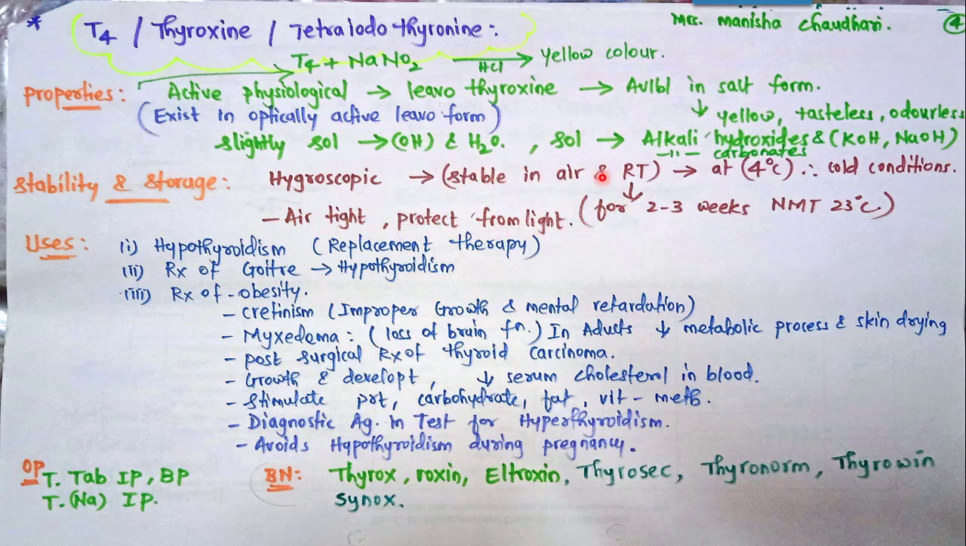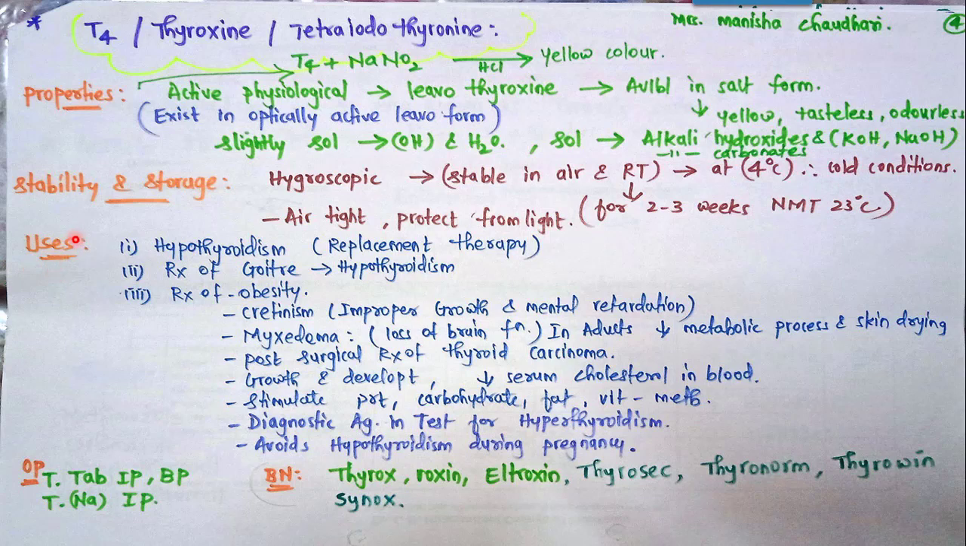It is stable in air at room temperature, but only for 2 to 3 weeks, and the temperature should not be more than 23 degrees Celsius. And it is stable in cold conditions such as 4 degrees Celsius. This lies between 2 to 8. Therefore, it is to be stored in cold conditions.